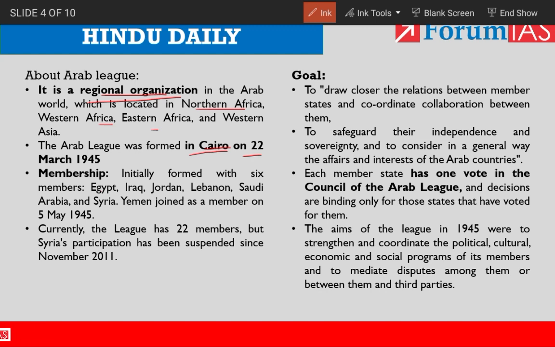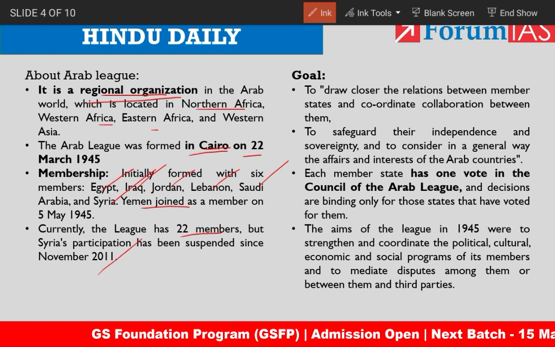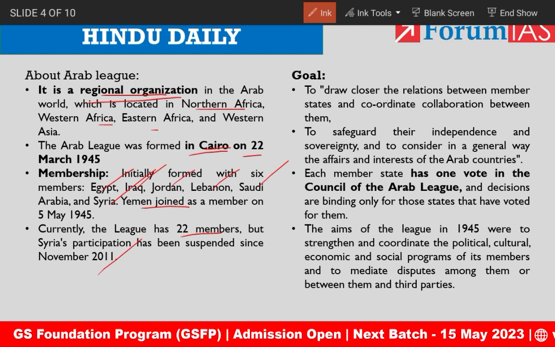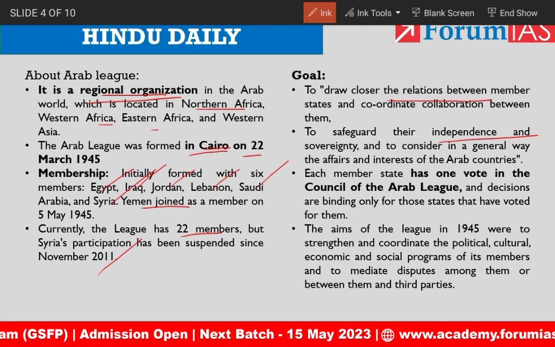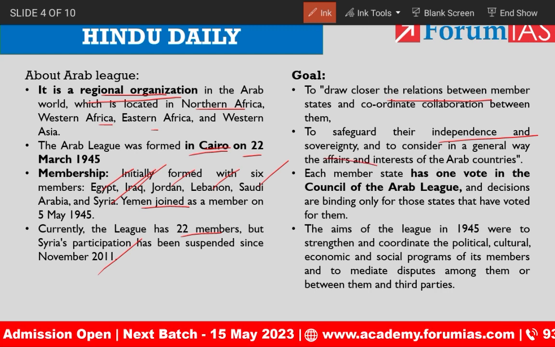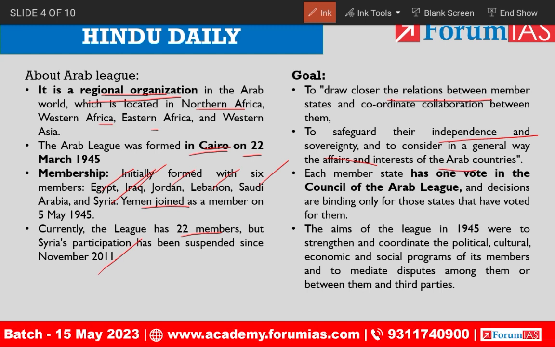So initially, who were the members? Egypt, Iraq, Jordan, Lebanon, Saudi Arabia, Syria, and then Yemen joined in 1945. So it has 22 members, and Syria was suspended since 2011. So what could be its goal? Closer relations between member states, and they want to safeguard their independence and sovereignty, and they want to conduct their affairs and interests that are good for Arab countries.